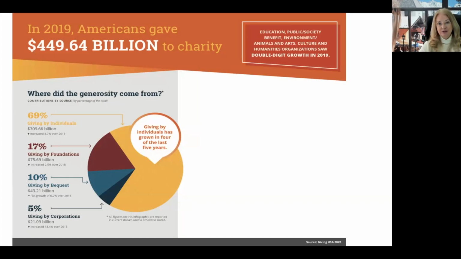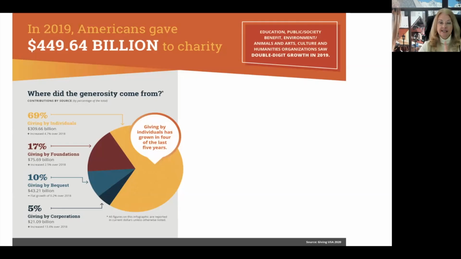69% was from individuals. Remember, I said individuals or family foundations? That was the largest chunk of where money came from. And then the next largest chunk was 17% from foundations. Now, that 17% from foundations, that's great, but again, it takes a long time to get there.